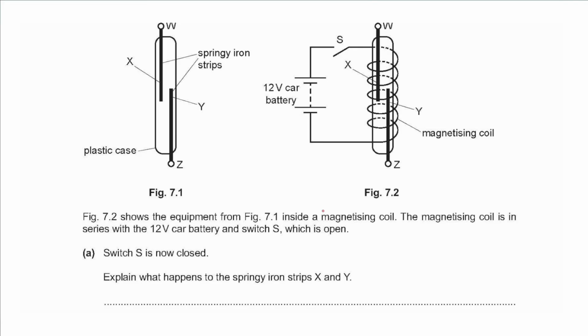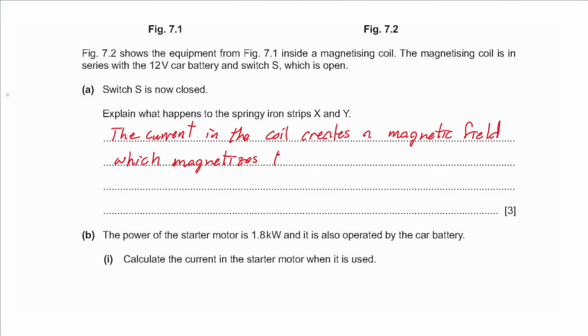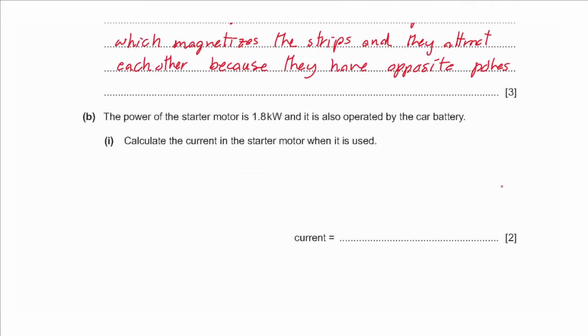So the circuit works and the coil gets magnetized, and the iron is a magnetic material, so it also gets magnetized. So we have opposite poles in the strips, so they attract each other and the circuit is closed. So we say here the current in the coil creates a magnetic field which magnetizes the strips, and they attract each other because they have opposite poles. So opposite poles attract. Part B says the power of the starter motor is 1.8 kilowatts and it is also operated by the car battery. Part I says calculate the current in the starter motor when it is used.